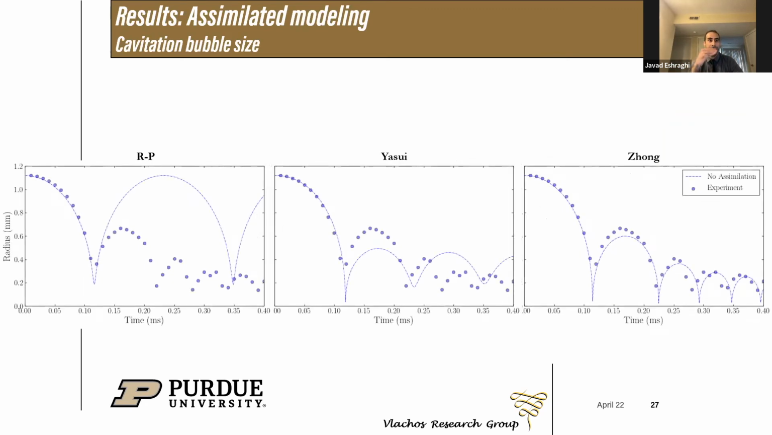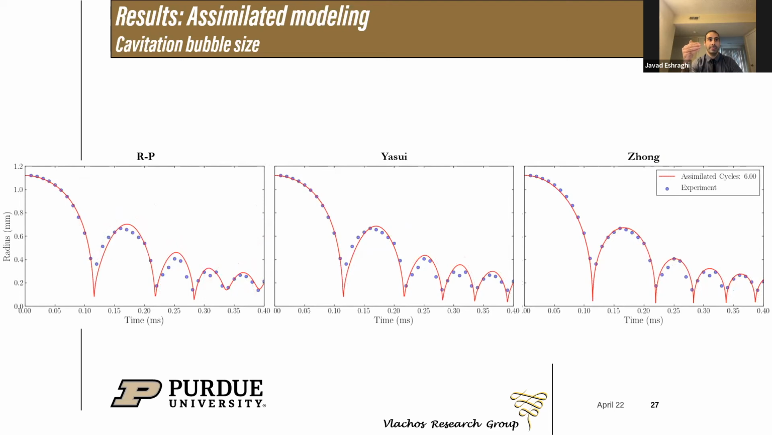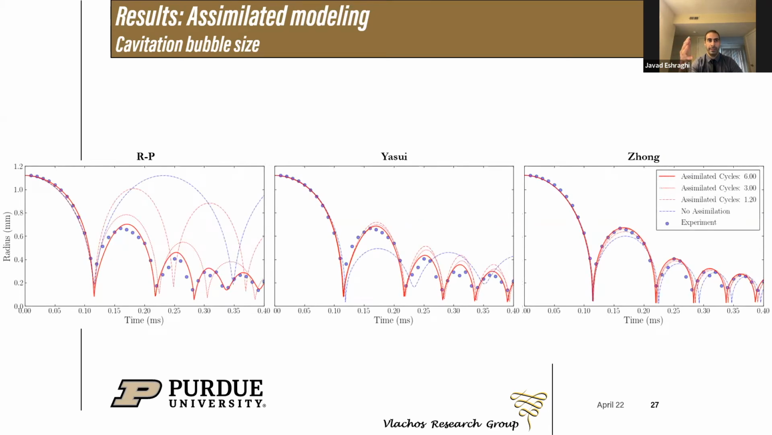Let's see how the size prediction responds to the data assimilation. In these plots, we have the original model's prediction in blue and start increasing the number of assimilated data points into these models and plot them in red. By increasing the number of assimilated data points, the assimilated model predicts the bubble size more accurately. These plots indicate that we need to assimilate more experimental measurements for the Rayleigh-Plesset, which is our low fidelity level model, to get the same error as Yasui, which is our high fidelity model.